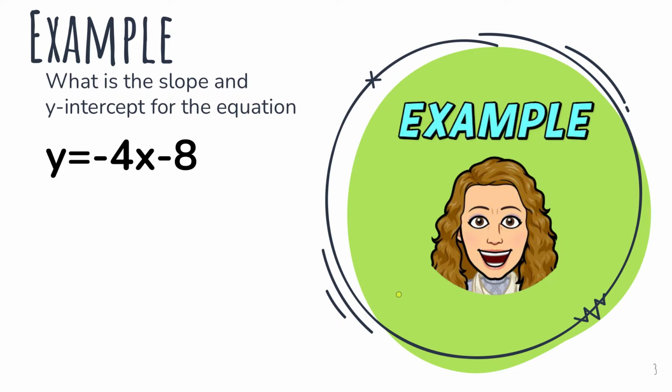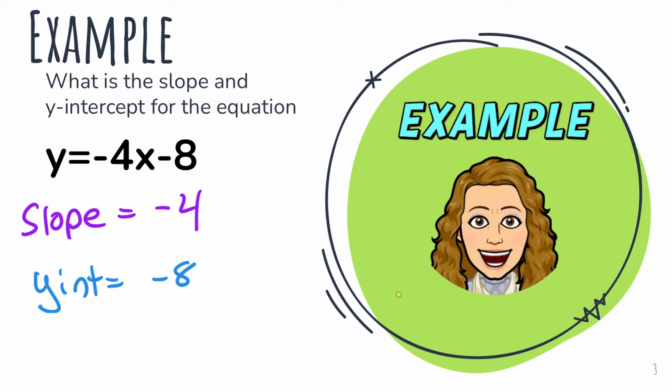So you try. What is the slope and y-intercept for this equation? y equals negative 4x minus 8. The slope is negative 4, and your y-intercept is negative 8.